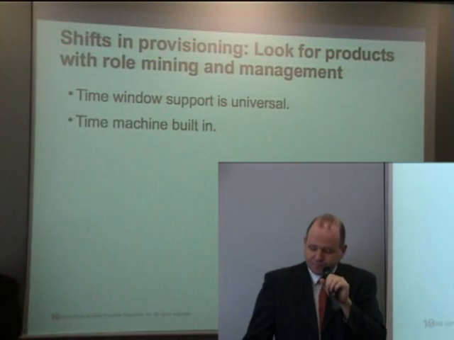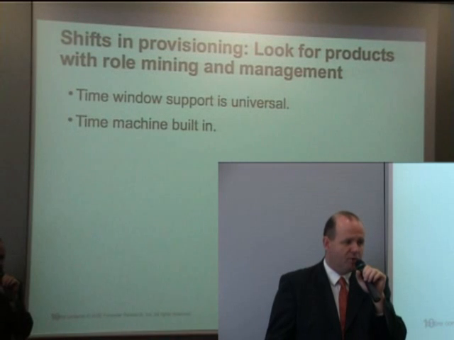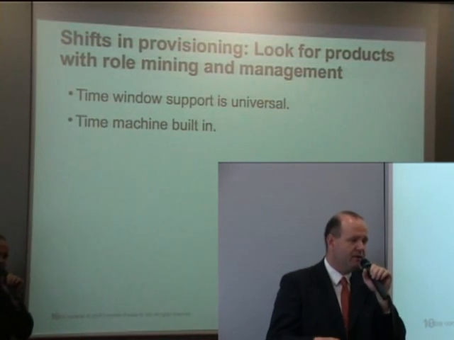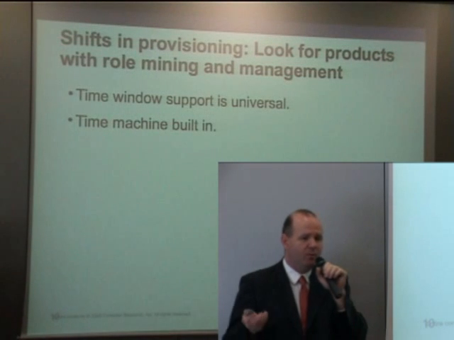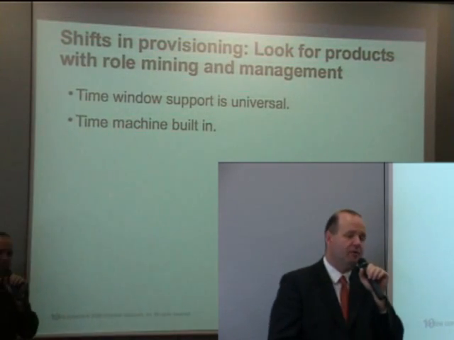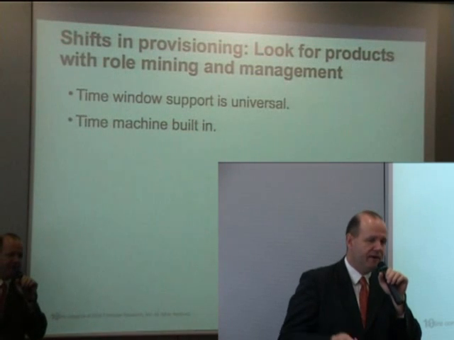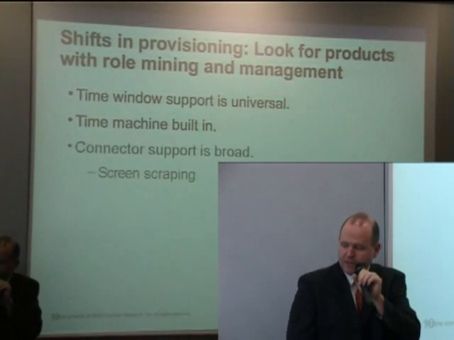Time machine obviously is built in. You can go back in time and you can do auditing. You can look at your enterprise job role system the way it looked 6 months ago, a year ago, 2 years ago. You don't have to restore any backups.